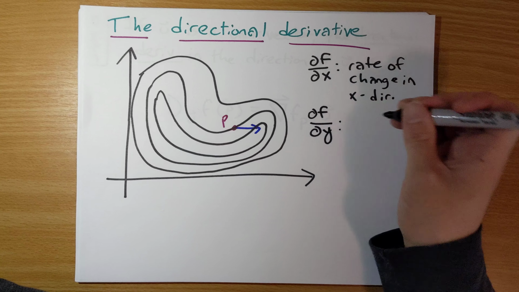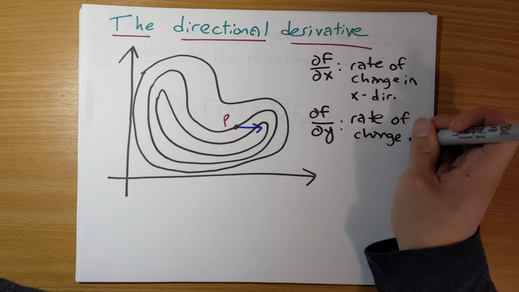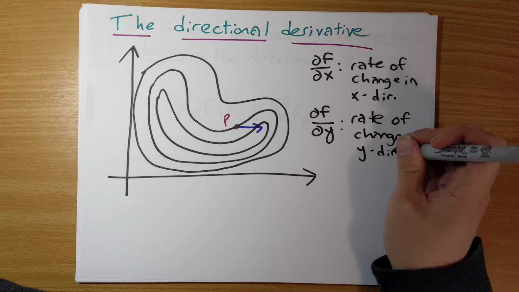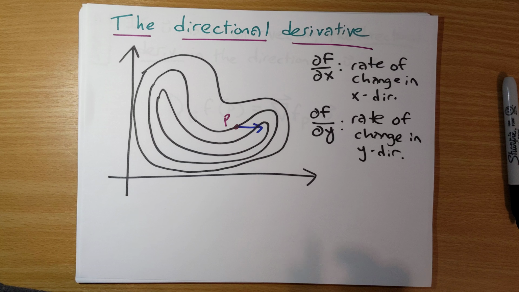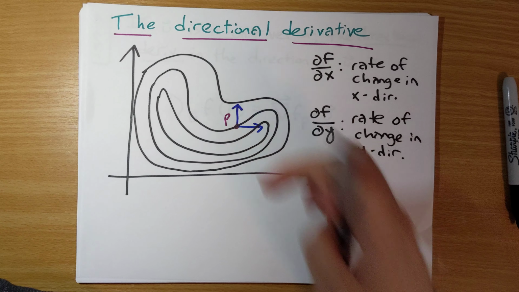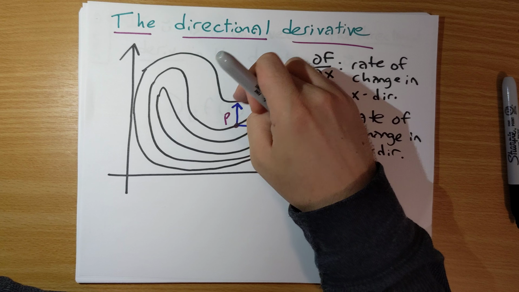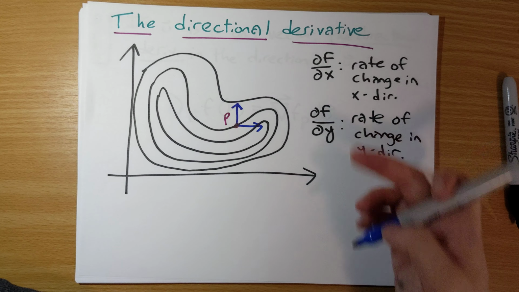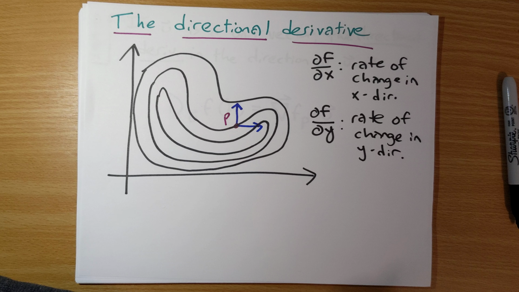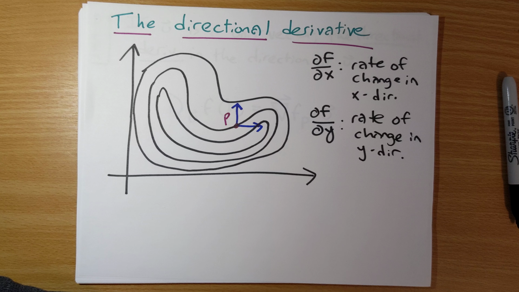Partial f, partial y. This is the rate of change in the y direction. So, okay, let's say you want to move in this direction. This is the y direction. You're moving down the hill pretty quickly here if you go in the y direction. This is the geometric meaning of partial f, partial y. So these two partial derivatives give us information about changing in either the x direction or the y direction.